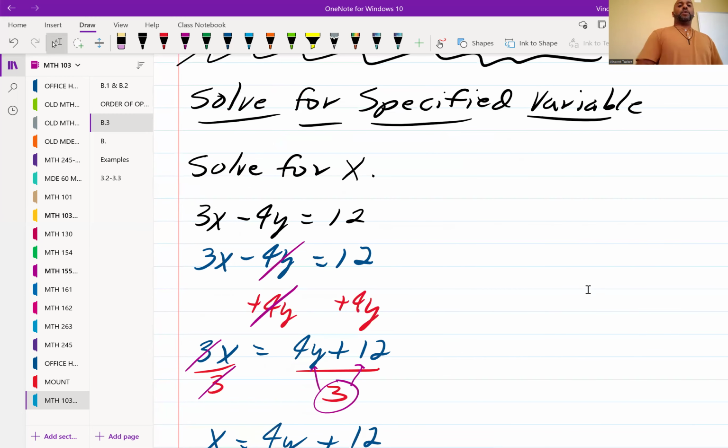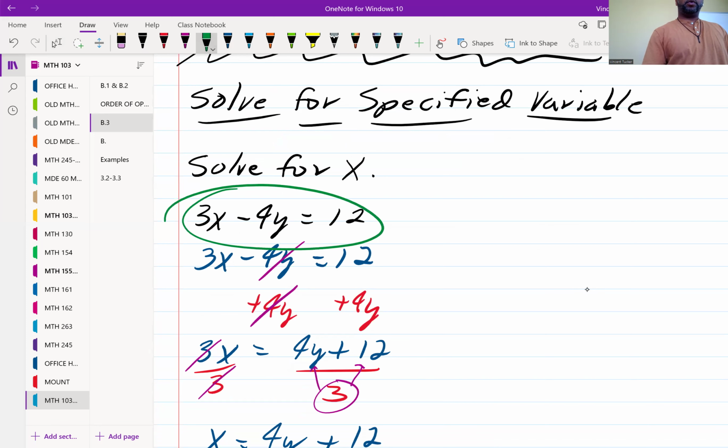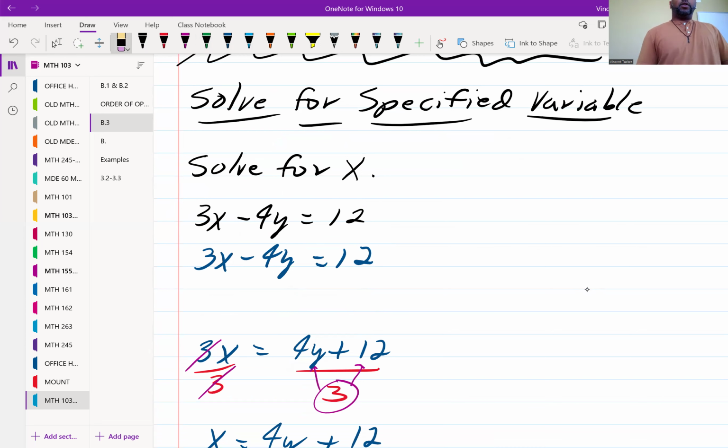Okay, so we're looking at this equation of 3x minus 4y equals 12. We want to solve it for x. Let me erase this real quick. When we look at what we have here, we want to get x by itself. So we need to get this 4y over to the other side and we need to get this 3 over there in order for x to be by itself.